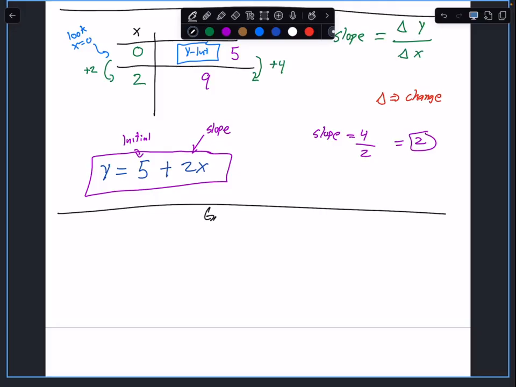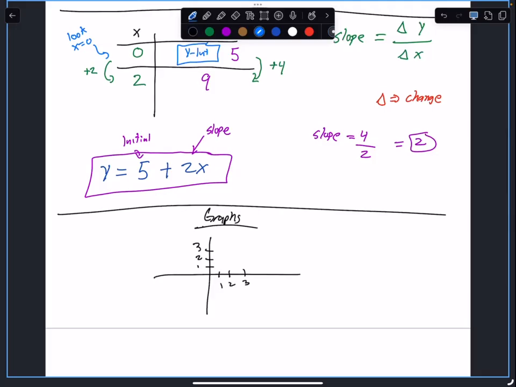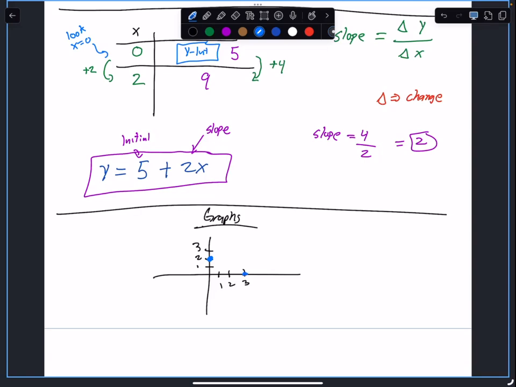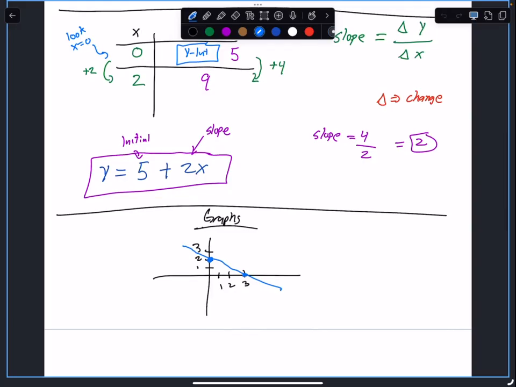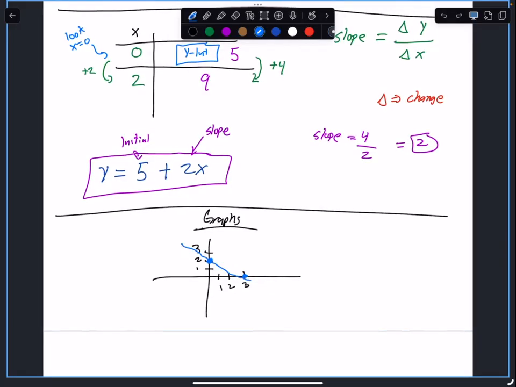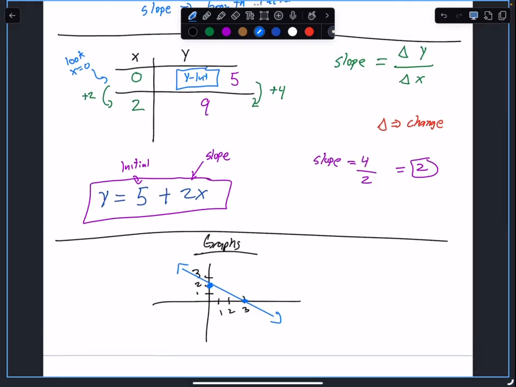Okay, graphs. So if I give you a graph like this, and the graph goes from here to here, and it looks like this. No. So the initial value, the y-intercept, is the initial. There's no x next to it. So when we talk about slope, the slope is always connected to the x.